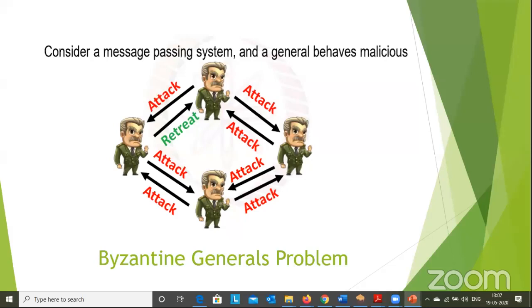Now we can see this diagram. There are four generals situated in different places. Before starting the war, they exchange messages about whether to attack. All the others are saying attack, but one general is saying retreat because he is behaving maliciously.